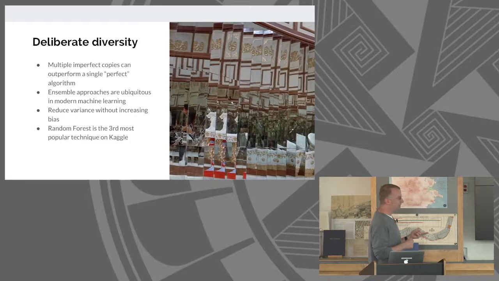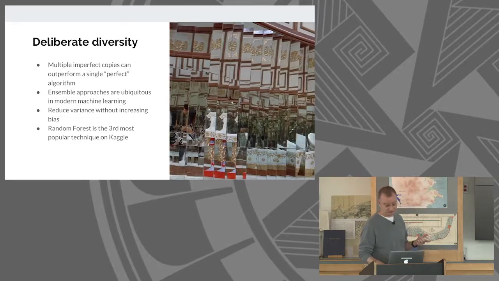Random forest. I don't know how many people are familiar with Kaggle. Kaggle is a website where lots of people can go online and participate in machine learning competitions. And it's very widely trafficked. I don't know, hundreds of thousands, if not millions of people compete on Kaggle. And they have a really interesting data set of which algorithms are most predictive and are used most often in successful competitions or by successful competitors. Random forest is the third most popular technique on Kaggle.